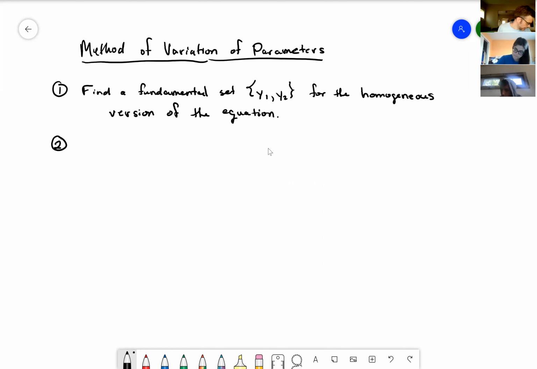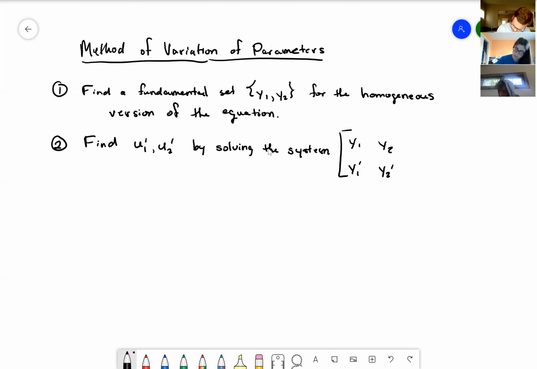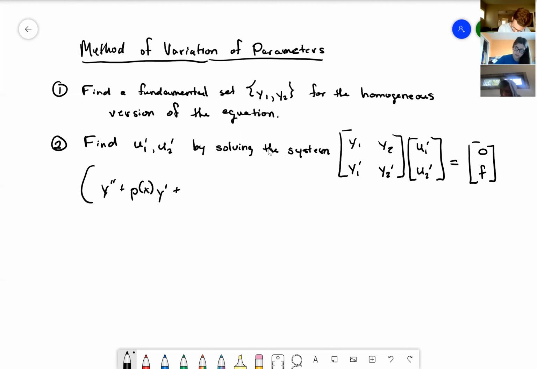Step 2, we find u1 prime and u2 prime by solving the system y1, y2, y1 prime, y2 prime, u1 prime, u2 prime is equal to 0, f. And remember, we're looking at the equation in the form y double prime plus p of x, y prime plus q of x, y equals f of x.